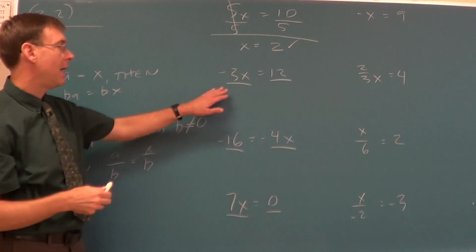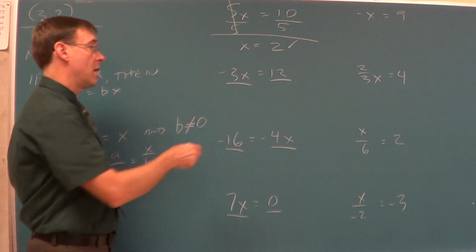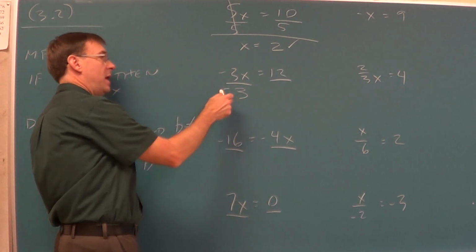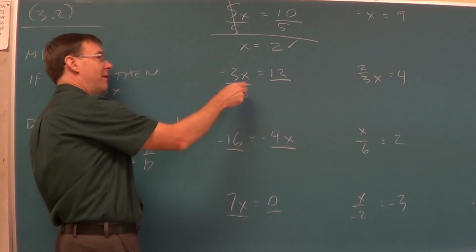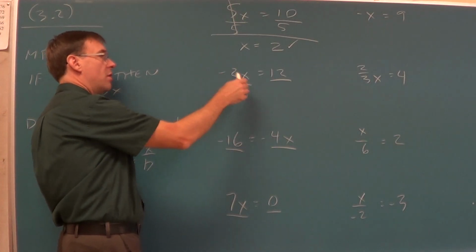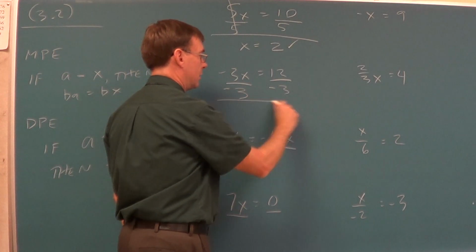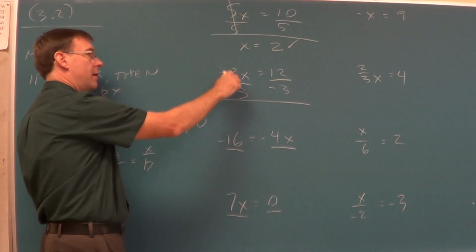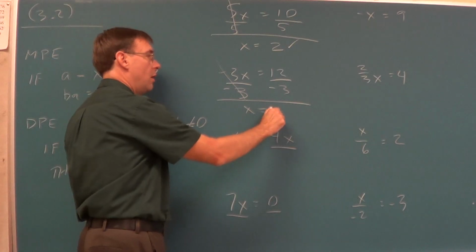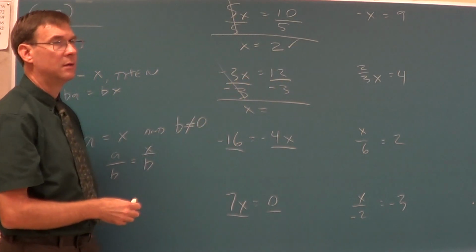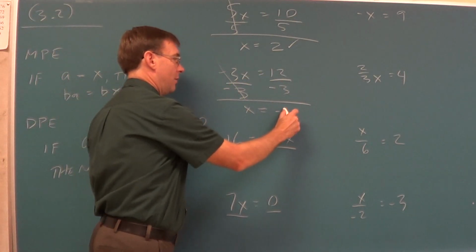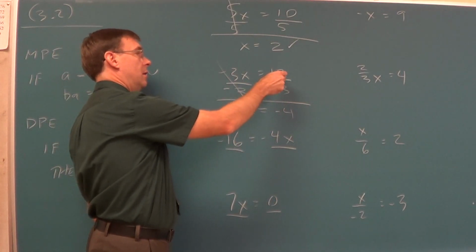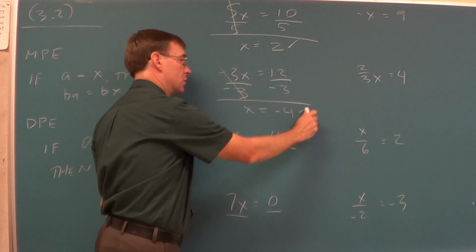Who are we dividing by in this world? Negative 3. Not just the 3, but the negative is like pinned onto that 3 with glue forever. The negative and the 3 have to travel together. So -3 there, -3 here, -3 there. Those -3s wipe out when you do that division. X is -4. And if we check it, a negative times a negative makes a positive. 3 times 4 is 12. It checks.